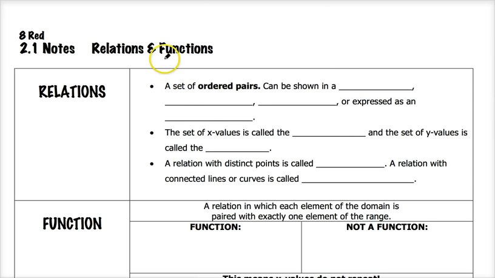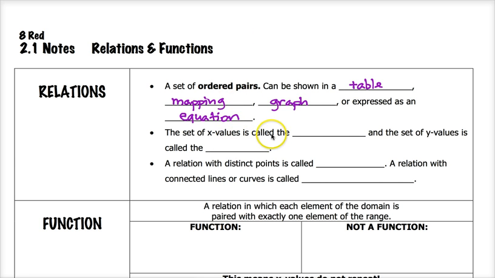So a relation, we learned last year, is just a set of ordered pairs, and relations can be shown in multiple ways. We can show relations using a table, a mapping diagram, and more often than not, you'll see them represented as graphs or equations. Those are the two most common forms that we use to represent relations.